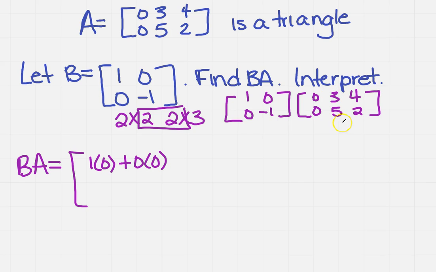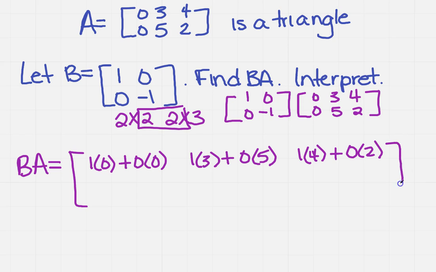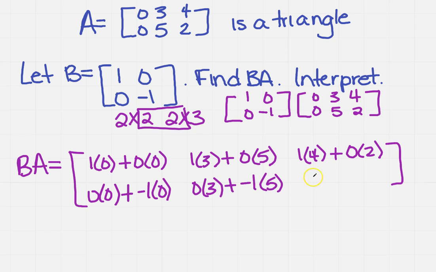And then I want to do row 1, column 2, so I'm going to do 1 times 3 plus 0 times 5. And then I want to do row 1, column 3, so I'm going to do 1 times 4 plus 0 times 2. I'm going to do the same thing down here on the bottom, except I'm going to be on row 2. So I'm going to do 0 times 0 plus negative 1 times 0, 0 times 3 plus negative 1 times 5, 0 times 4 plus negative 1 times 2.